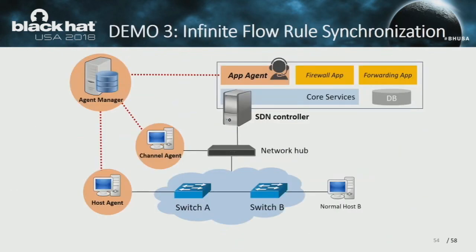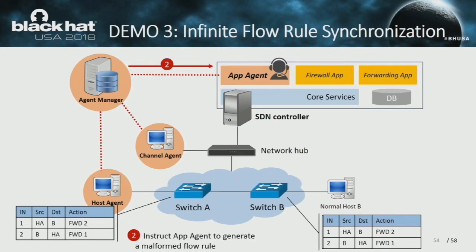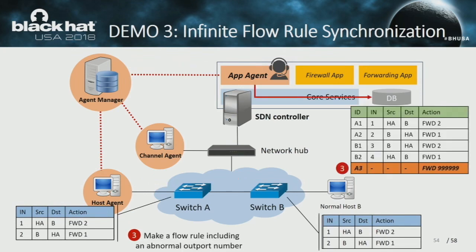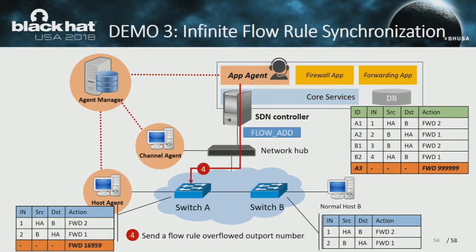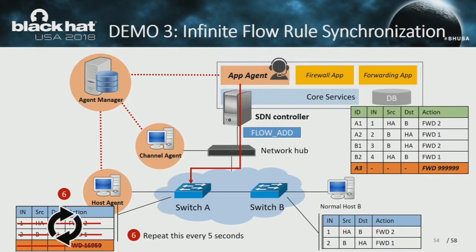So finally, again, let's look at how Delta can find this attack. We assume that the host agent communicates with the other host, so there are related flow rules on the switches. Now the agent manager instructs the app agent to make the malformed flow rule. Then the app agent randomly injects an output port number into the controller's flow table. So when the controller builds the OpenFlow packet, the injected output port number is overflowed, so it is changed into an unintended value. But from the controller's view, the installed flow rule on the switch does not match the original one on the controller's flow table. So it clears all installed flow rules and tries to reinstall them. But still, they are not the same as each other due to the overflowed value, so this is infinitely repeated every 5 seconds.